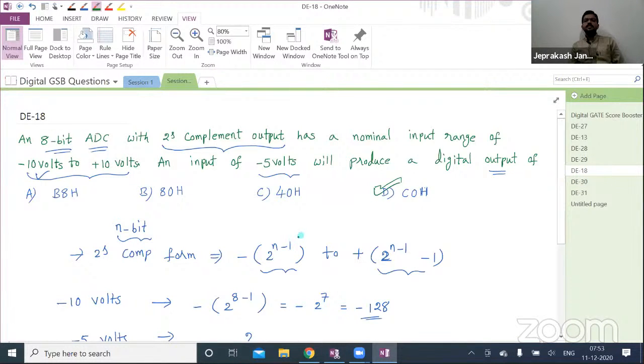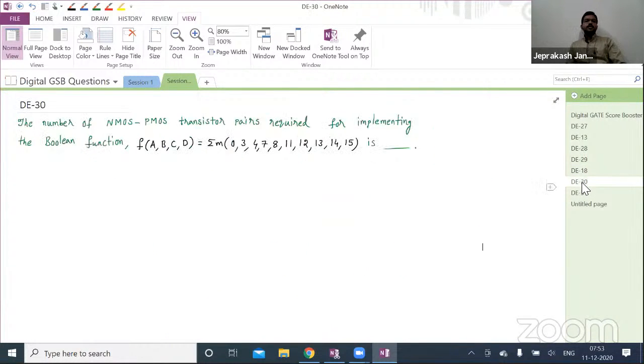Up to here, the questions are related to data converters for the electrical branch. The syllabus is up to here, up to data converters. Now the next question is related to the logic family, especially the CMOS logic family. The number of NMOS, PMOS transistor pairs required for implementing the Boolean function f of ABCD equal to sigma m, he has given a few terms like this. For implementing this particular function, how many NMOS, PMOS transistor pairs do we require? That is the question, right?